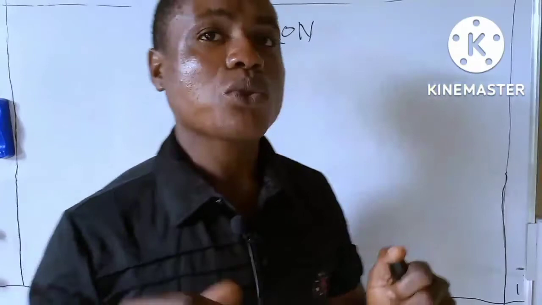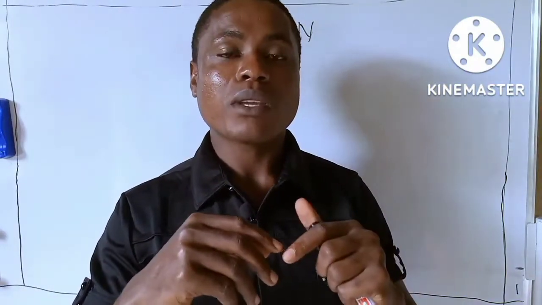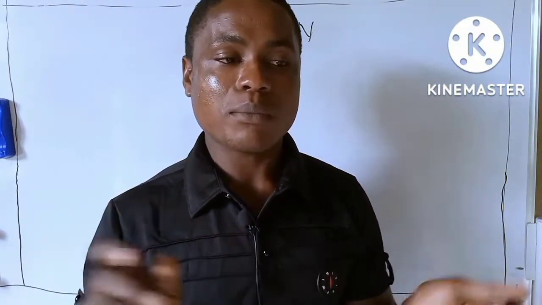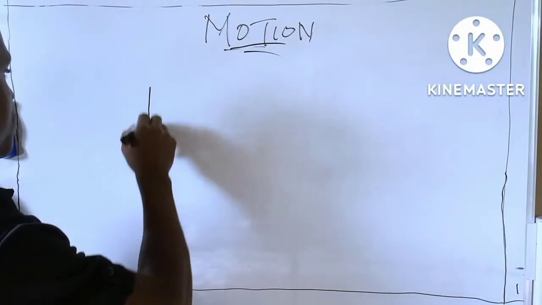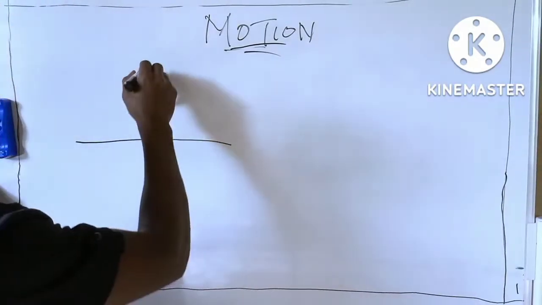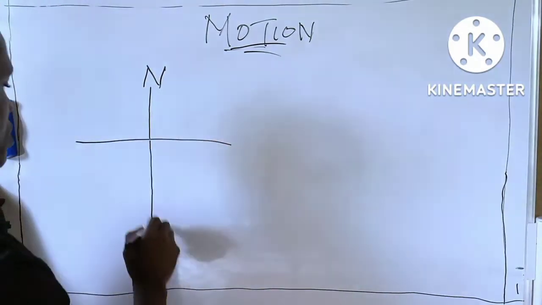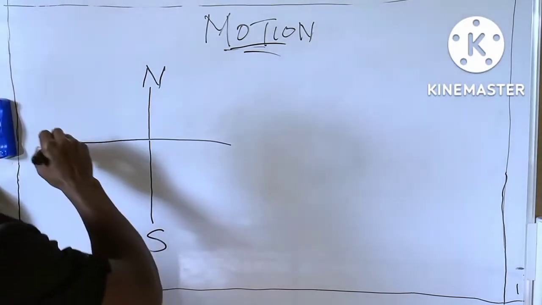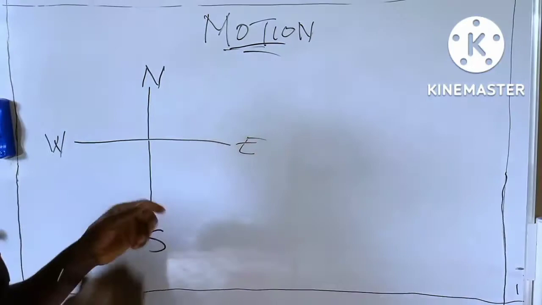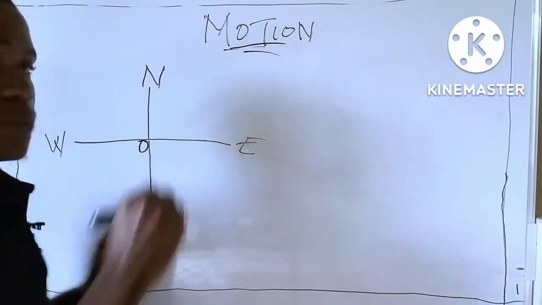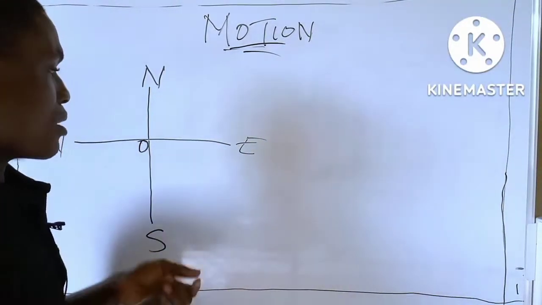Welcome back. I want to use the four coordinates or the four cardinal points to cite an example. Let's say we have a diagram like this. These are north, south, west, and east. And this is the center O.